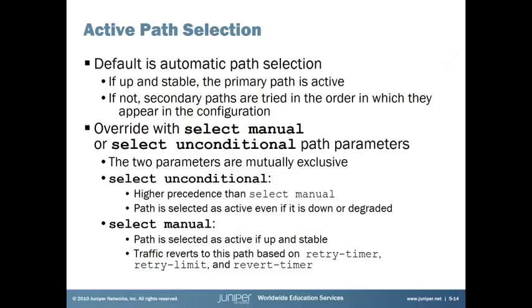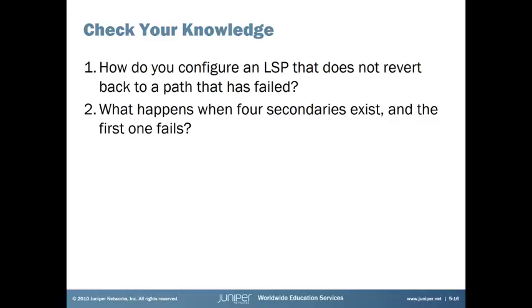So basically, even if it's down, it still gets selected. Select manual, the path is selected as active if it's up and stable. So the traffic reverts to the path based on the retry timers, retry limits, and the revert timer. So that's kind of what you probably want to happen: if we can get the primary path back up, we'll revert back to it.